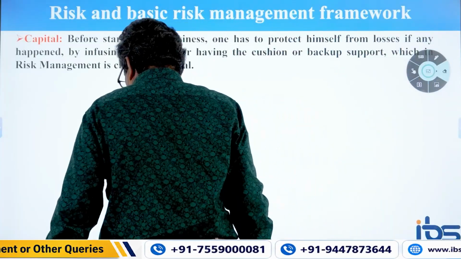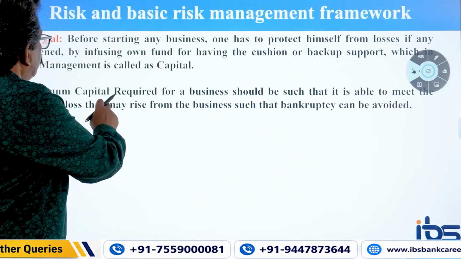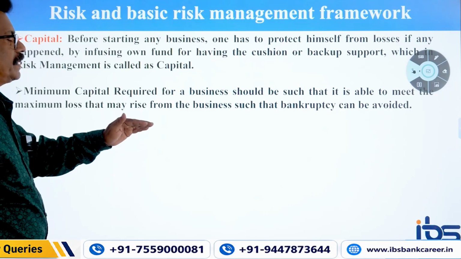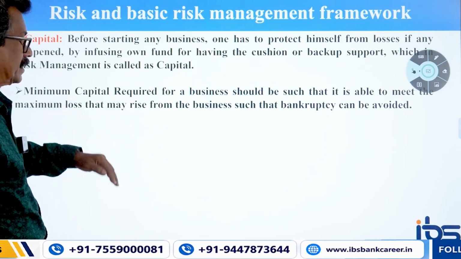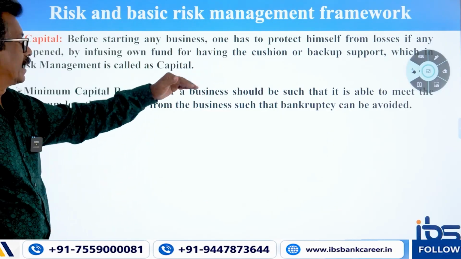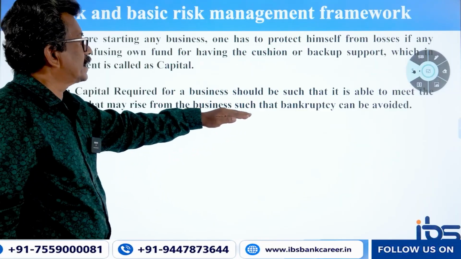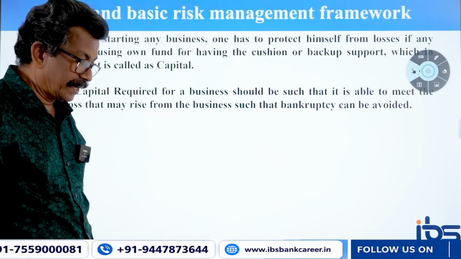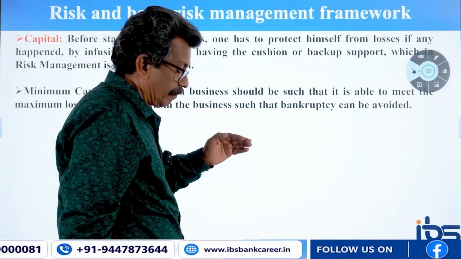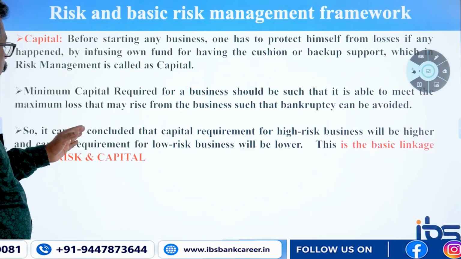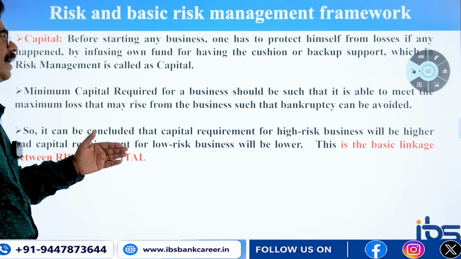Whenever you assess and quantify the risk, you need to maintain capital. The minimum capital required for a business should be such that it is able to meet the maximum loss. That is what is called the cushion. It covers the maximum loss that may arise from the business, such that bankruptcy can be avoided. So, bankruptcy is avoided by maintaining adequate capital. So, it can be concluded that the capital requirement for a high risk business will be higher.